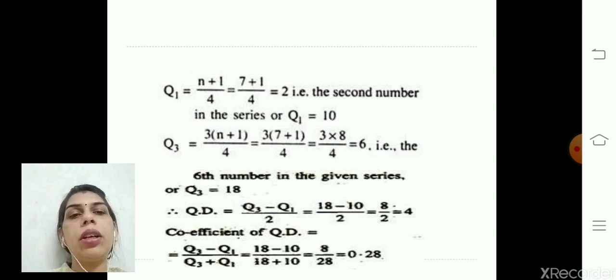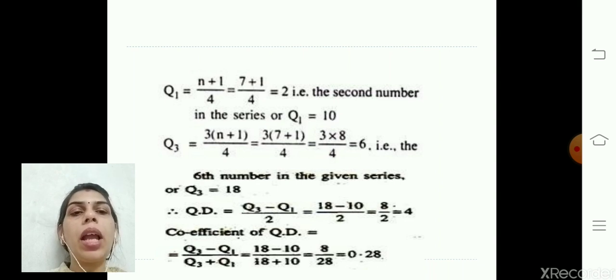Now we will find out the quartile deviation. The formula for quartile deviation is (Q3 minus Q1) upon 2. We will put the values. The value of Q3 is 18, the value of Q1 is 10, and divided by 2. So we got the value 4. So the quartile deviation is 4.